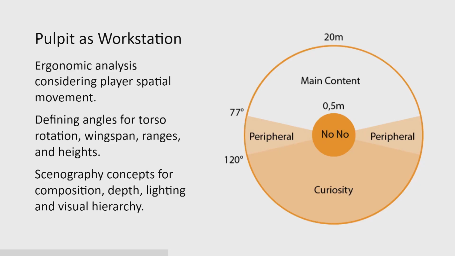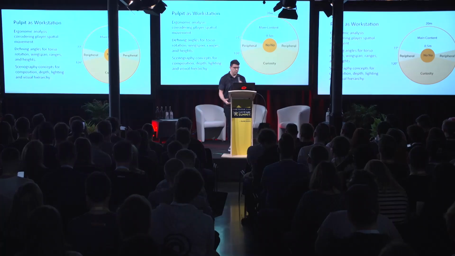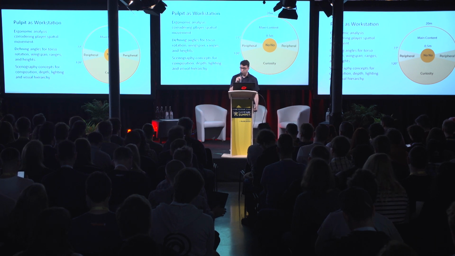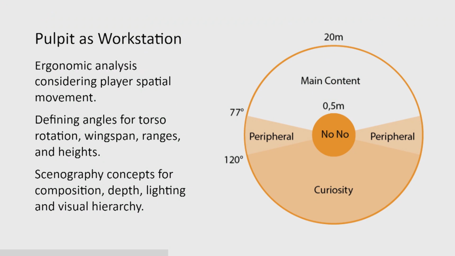We wanted to work it as a workstation because in VR you make it analogous to the real world. You map the area around you, so you interact at the same level of height and everything. So it's a workstation. We made this graphic from the work of Mike Auger. There is a main contact zone in front of the user with this angle and depth, and there are the peripheral areas.